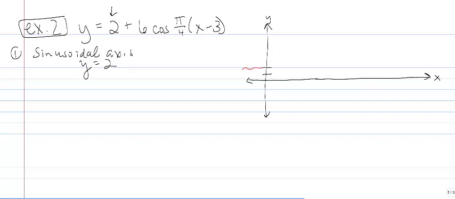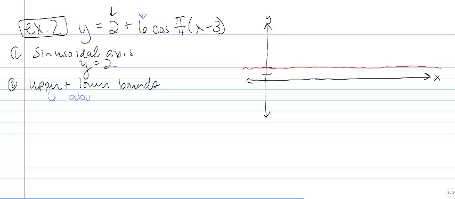I'm going to go ahead and pick a different color to draw that in. Okay, fantastic. Now from here, let's pick the upper and lower bounds and draw them in. For that, you're going to look at your amplitude out in front. So you're going to go 6 above and 6 below the sinusoidal axis.